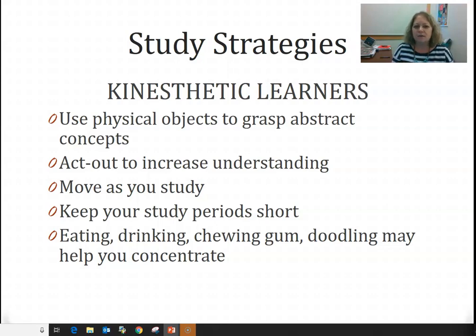Act out information. It sounds silly, but go in your room and close the door. Who cares? You're going to remember it if you're moving around, okay? Next one right there is move around as you're studying. Maybe you're on the treadmill or you're out for a walk or you're on the bike, doing something to move around as you're studying, or just moving around your room or your house can help you as well. Keeping your study period short, as we talked about, and then doing something as you're studying can be helpful.